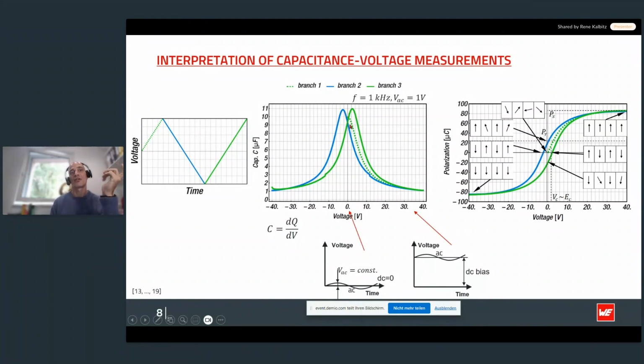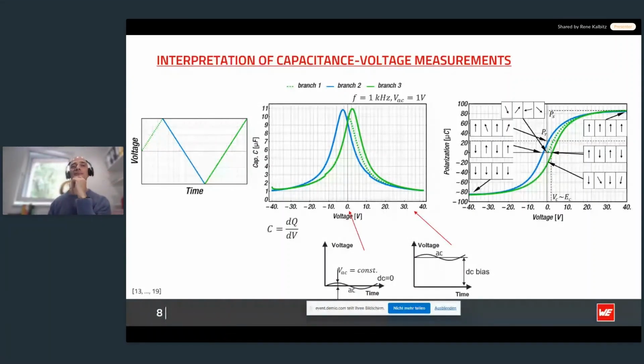If the voltage then is driven from negative to positive, the dipoles reorientate again when the externally applied field exceeds the coercive field. This again leads to a peak in the capacitance, where this time at positive voltages. The process is similar to the one described before. Branch 3 is practically similar to branch 2, except it is shifted along the x-axis towards positive voltages.